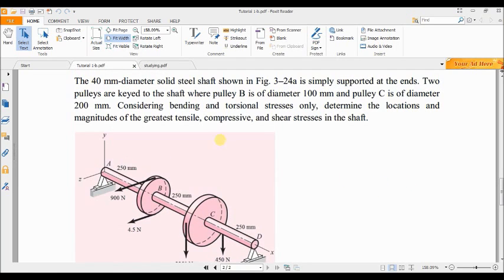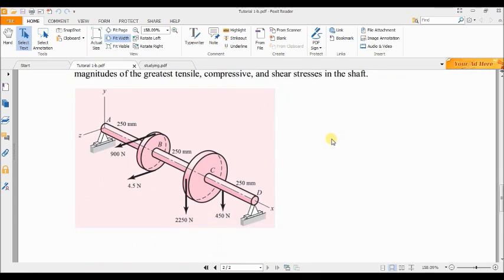In this problem, we are requested to consider bending and torsional stress only. That means we can ignore the shear stress due to the bending, because normally shear stress due to the bending is much smaller compared to these two stresses. Then we need to determine the location and magnitude of the greatest tensile, compressive, and shear stress in the shaft.